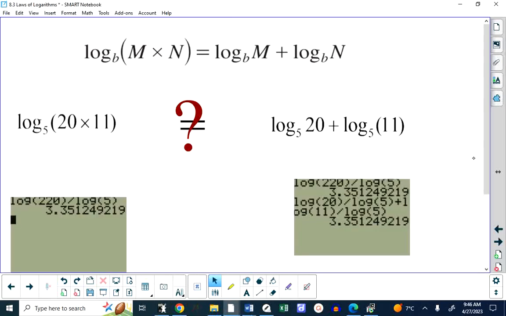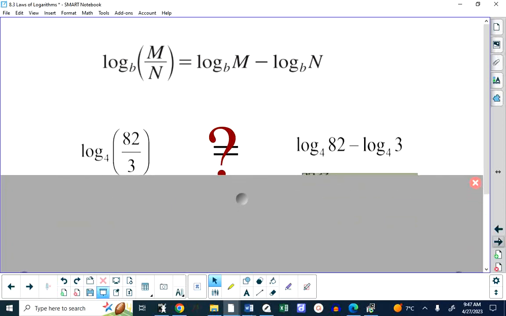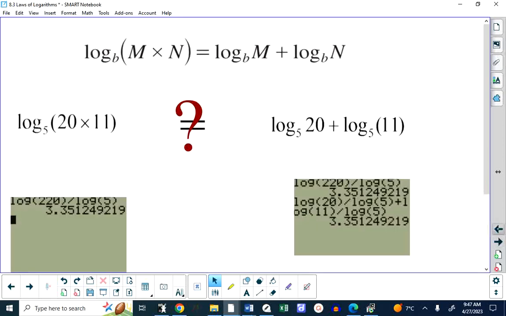Okay, so I did it up here using a change of base formula, which if you don't have the log base function on your calculator, there's one or two of you that don't, then you have to use the change of base formula. But they're equal. This says, and I'm not going to go through and do this, that if you had log base 4, for example, of 82 over 3, that's the same as log base 4 of 82 minus log base 4 of 3. And you can convince yourself of that. But I want to point something out to you before we go on. Does the order in which you add these two logarithms together affect the result you get?